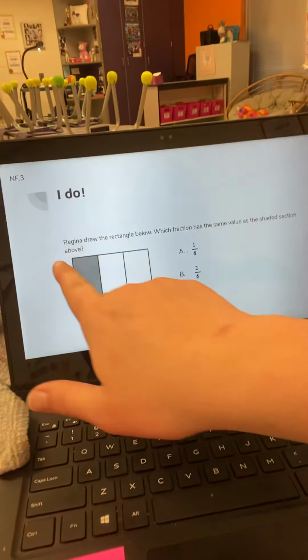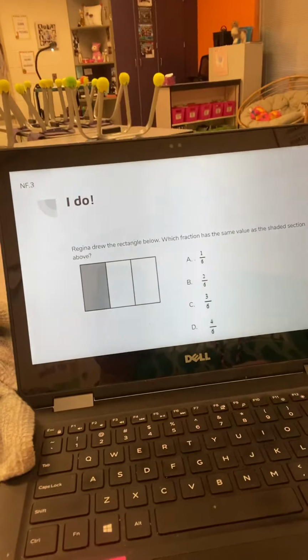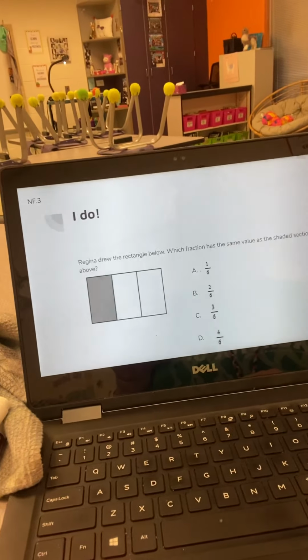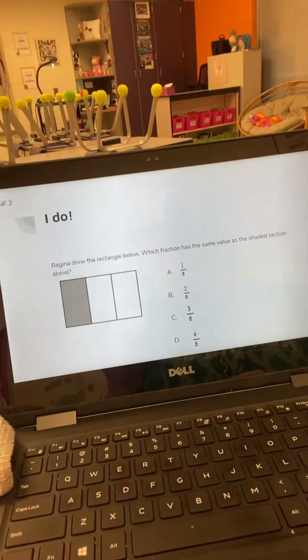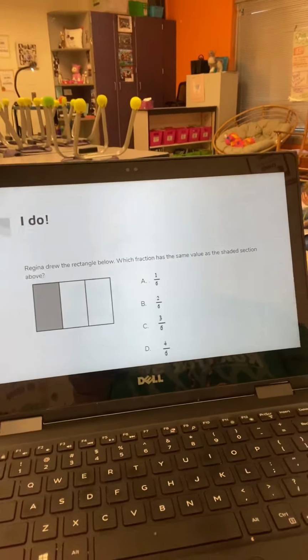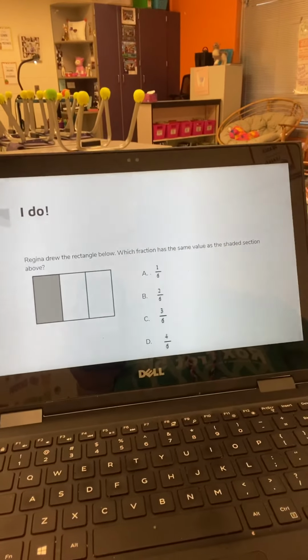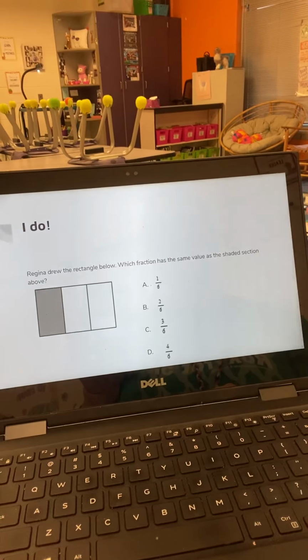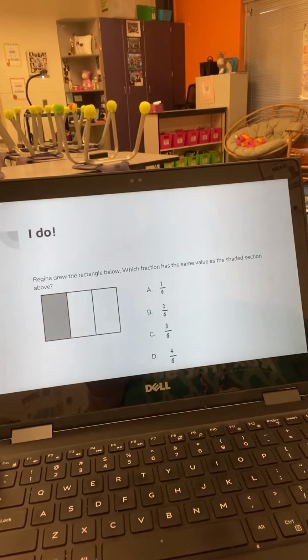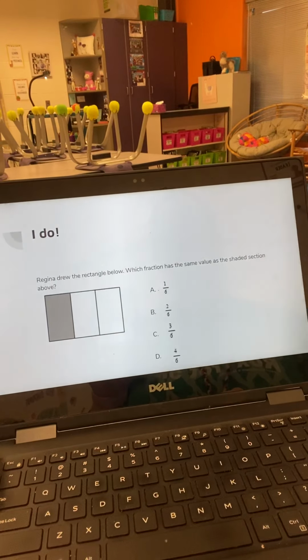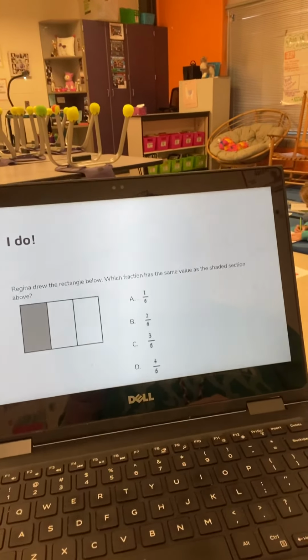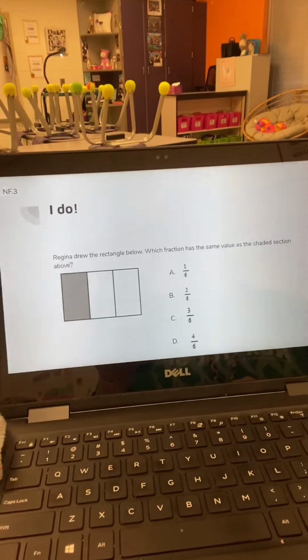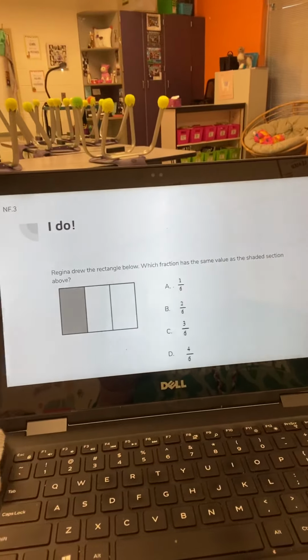Oh, this primer is not even on the screen there. Sorry, guys. Regina drew the rectangle below. Which fraction has the same value as the shaded section above? Huh. Now, there's some key words in there. Do y'all know what those are? Same value. That is telling us immediately that we are doing equivalent fractions.